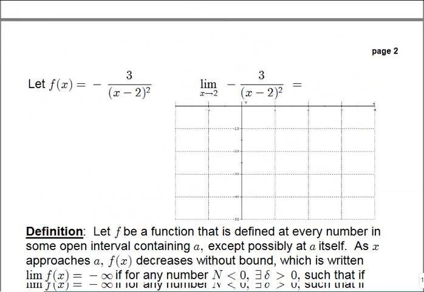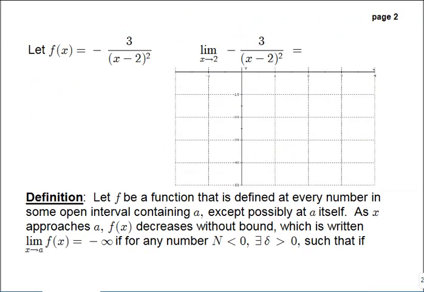Okay? So now let's take a look at this limit of a very similar function. This time I'm going to put a minus sign on the outside. So we're taking the function f of x equal to negative 3 over x minus 2 quantity squared. And we know that that's just a reflection over the x-axis. So here's my x-axis now. It's up here at the top.